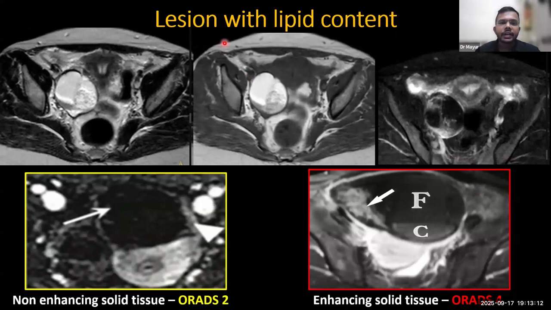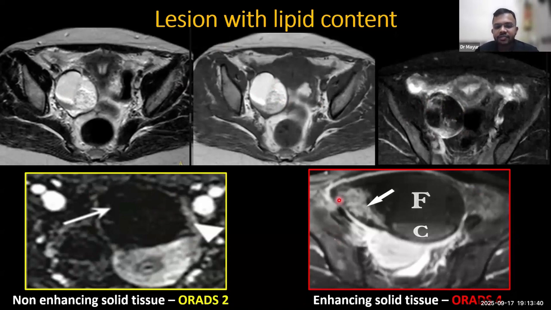Lesions with lipid content appear bright on T2 and T1 weighted images. They show suppression of signals on FATSAT images. We will see two different scenarios in lesions with lipid content. In the first scenario, where there is no enhancing solid tissue seen, this will be included in O-RADS 2, and these are usually the mature cystic teratomas.